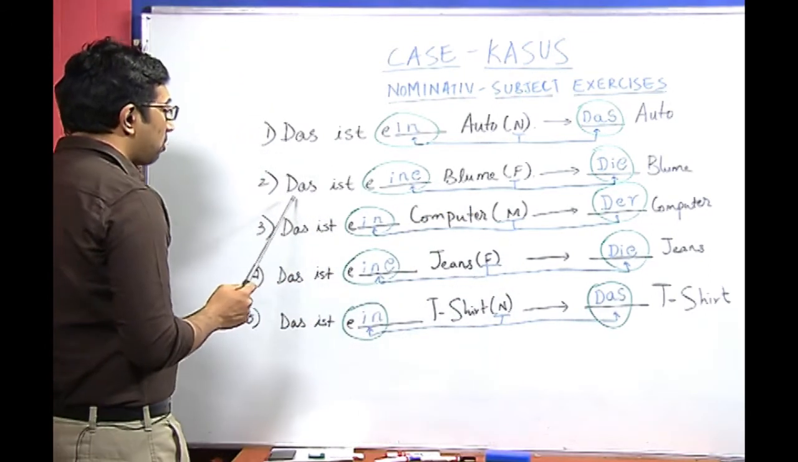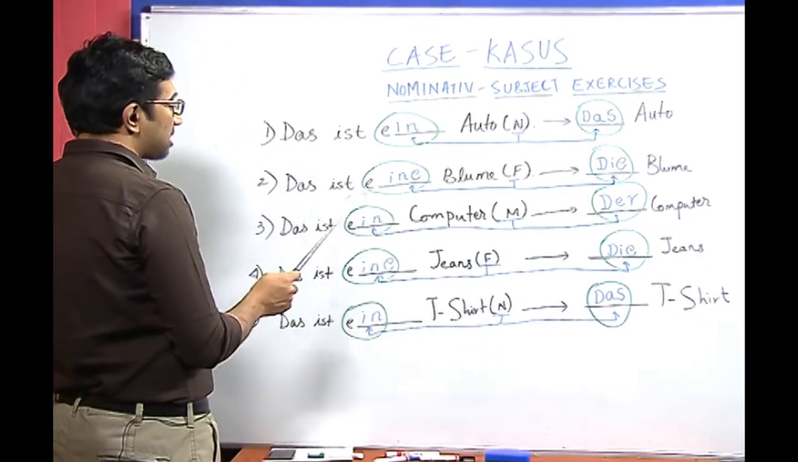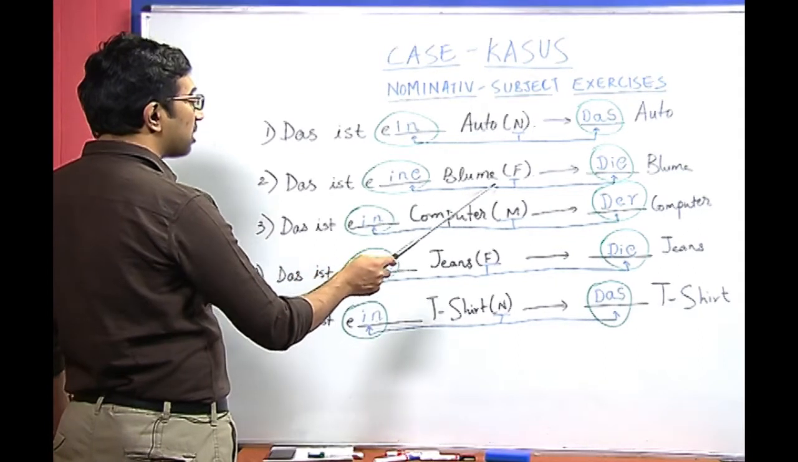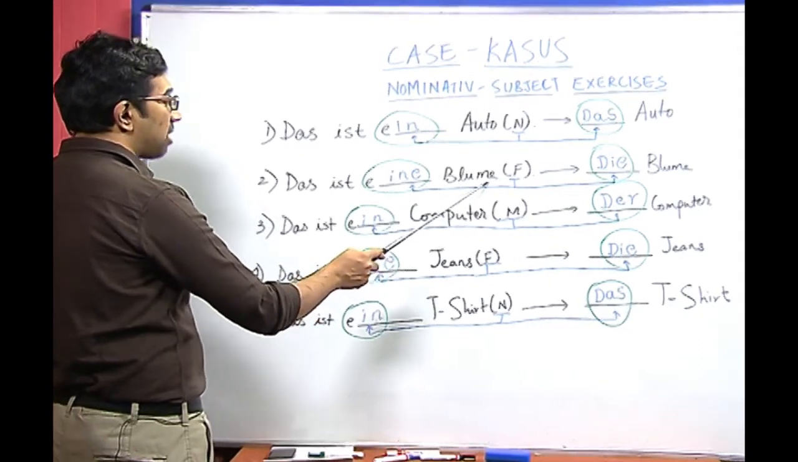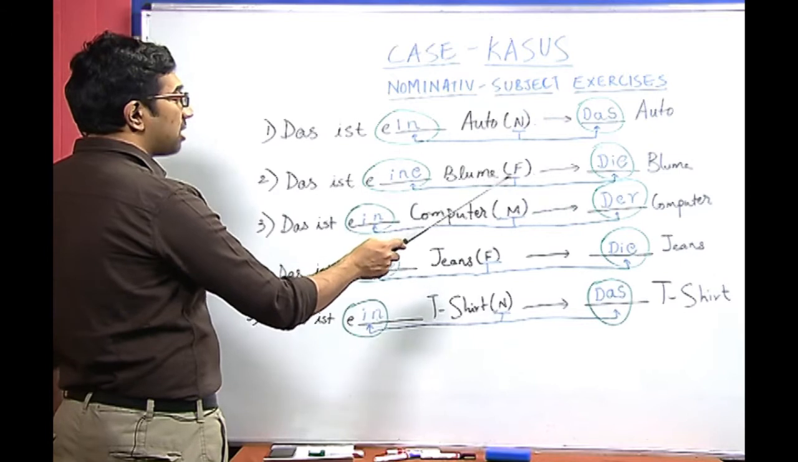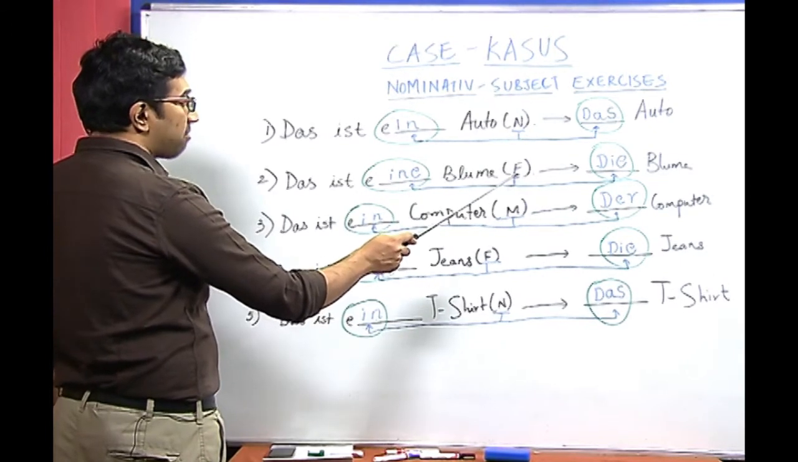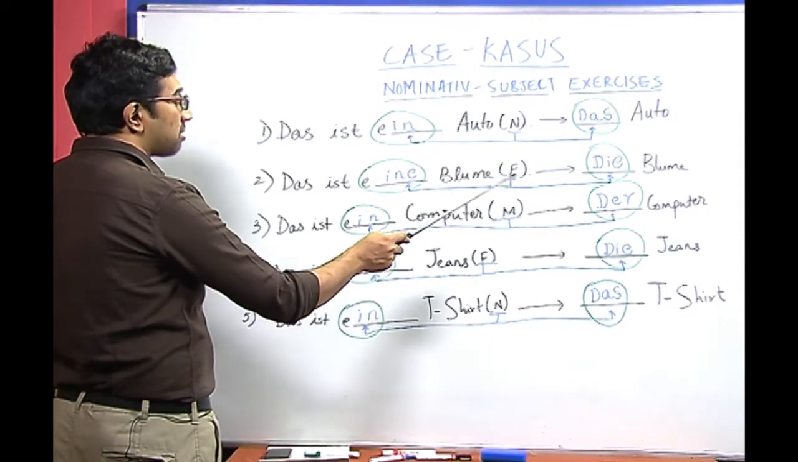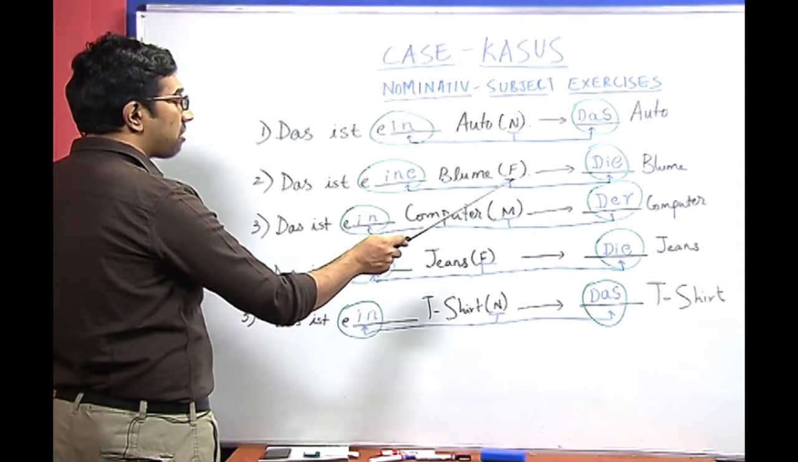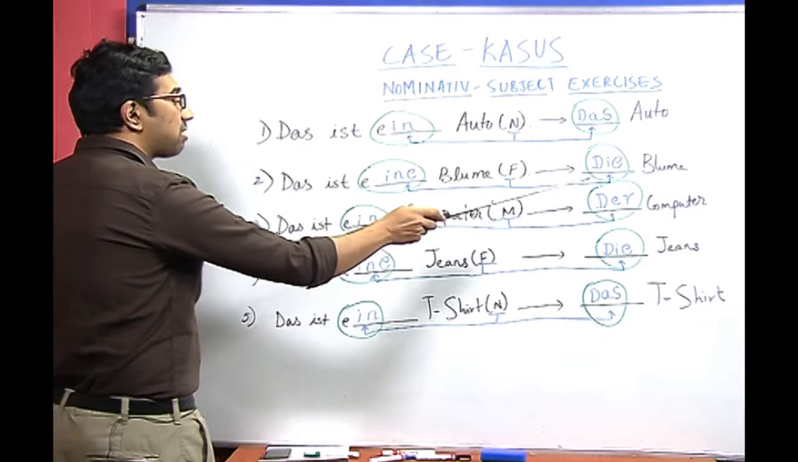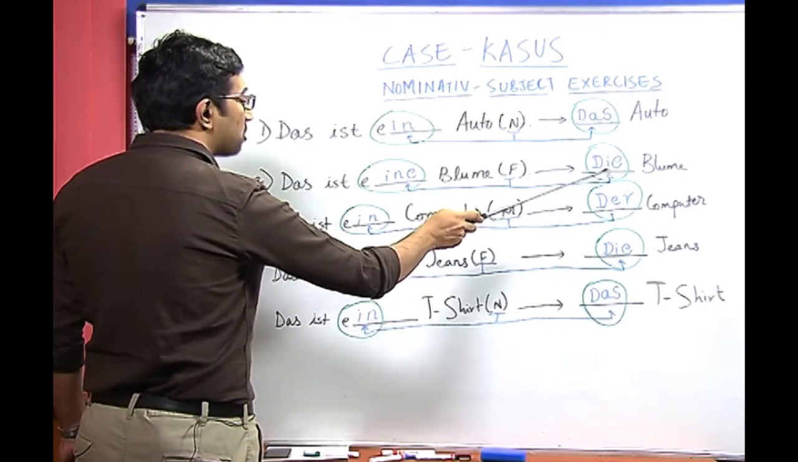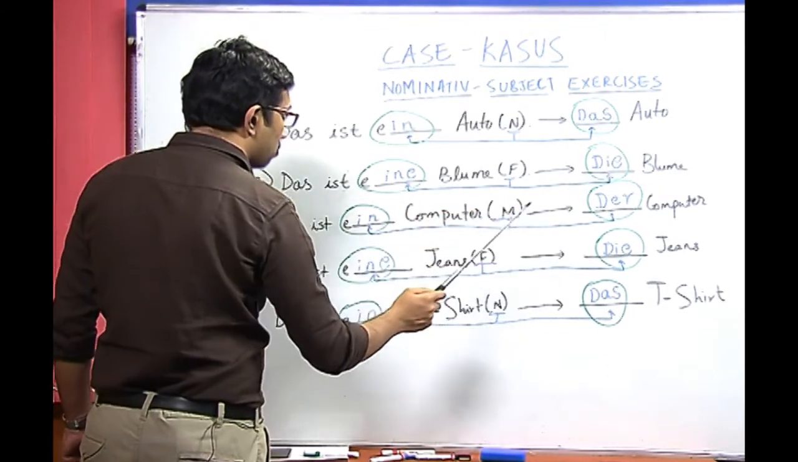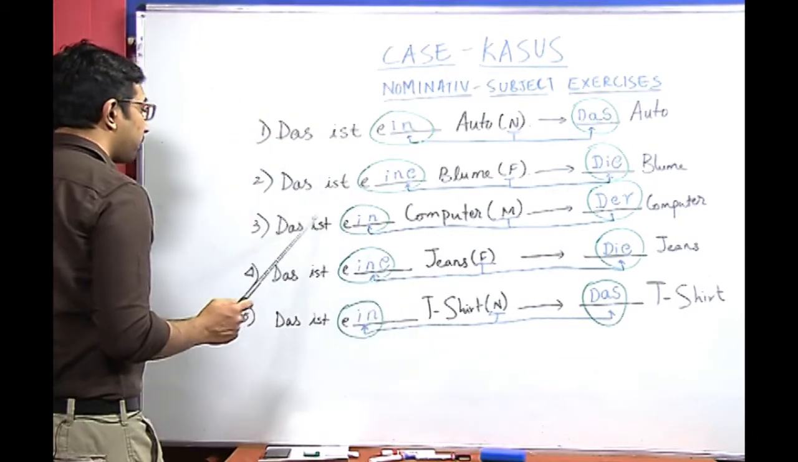The same way, look at sentence number 2. Das ist eine Blume. Blume means flower, and here in bracket we have the letter F, which means that the gender for this noun is feminine. So we have the feminine definite article die here, which makes it die Blume. So the answer is right.